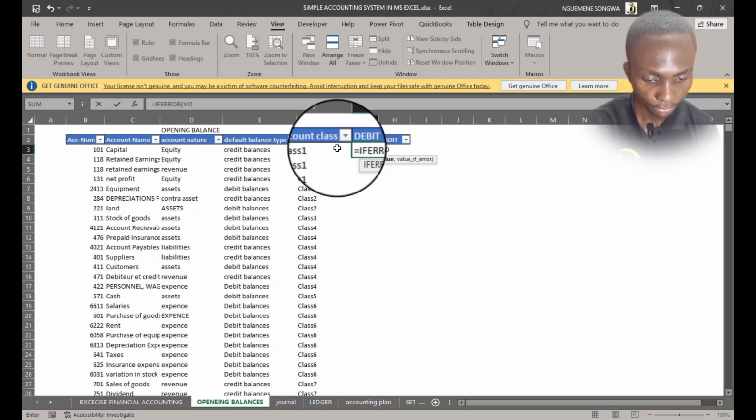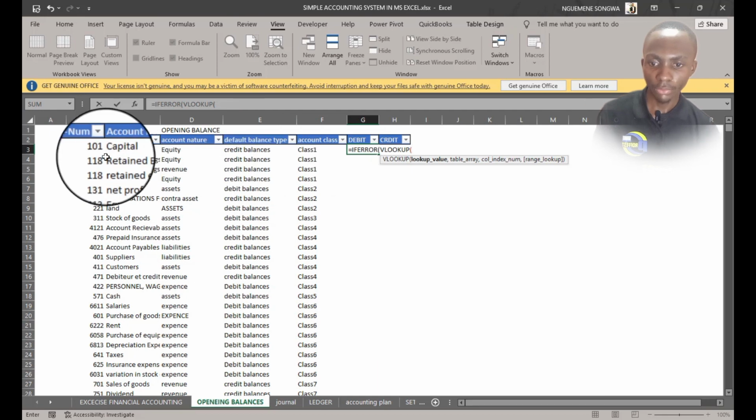So VLOOKUP, what am I looking up to? I'm looking up to the account number.